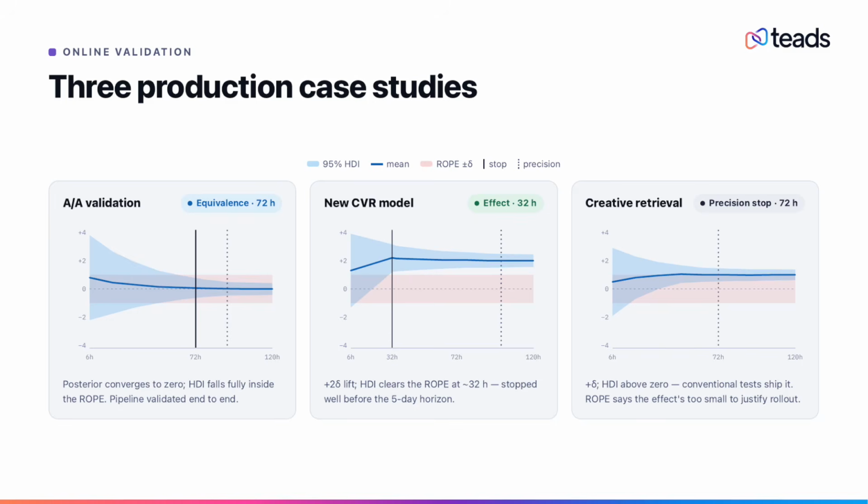These case studies illustrate 2 main advantages of this approach. First, we can stop experiments much earlier, freeing up traffic and time for other tests. Second, we can distinguish statistical significance from practical significance, preventing us from rolling out changes whose effects are real but too small to matter.